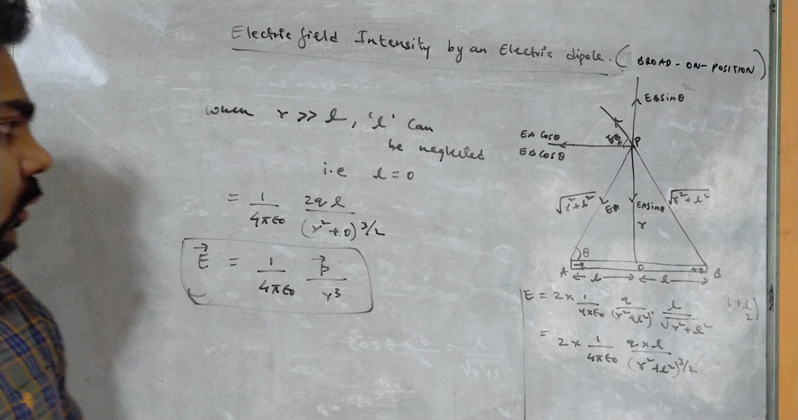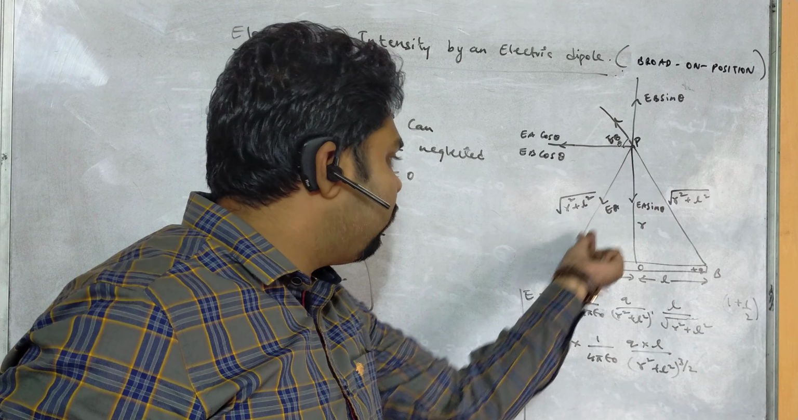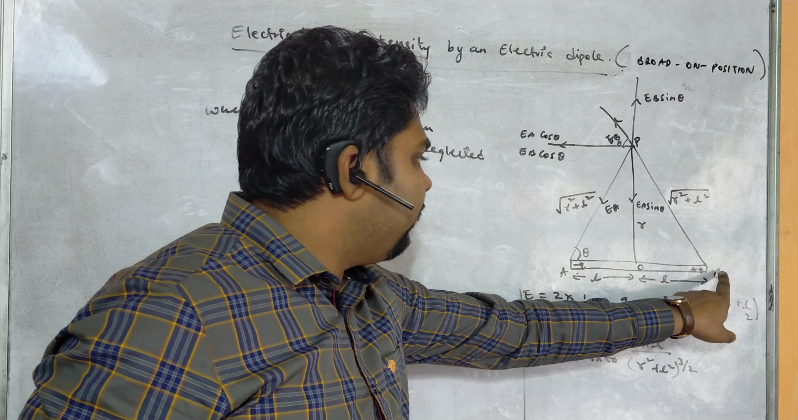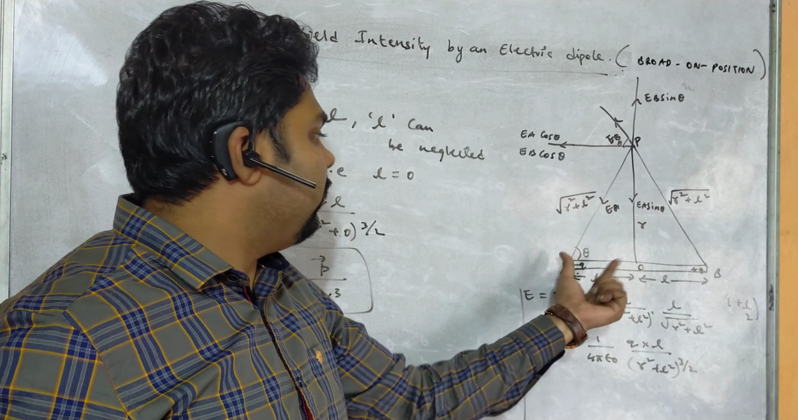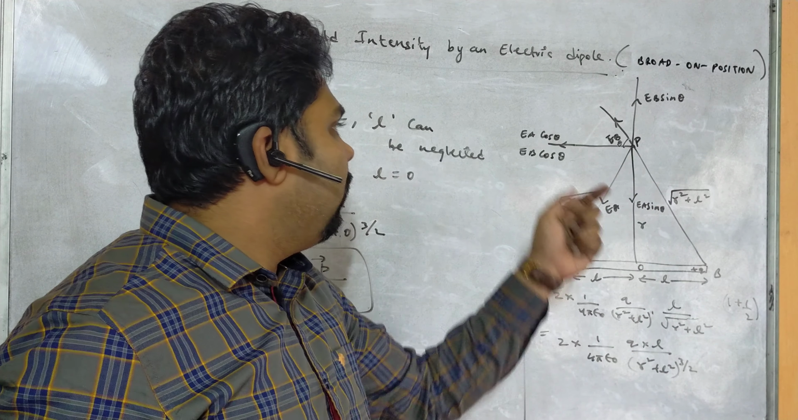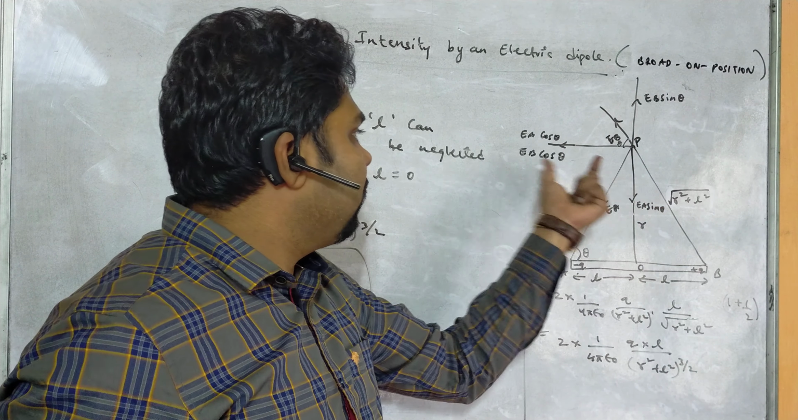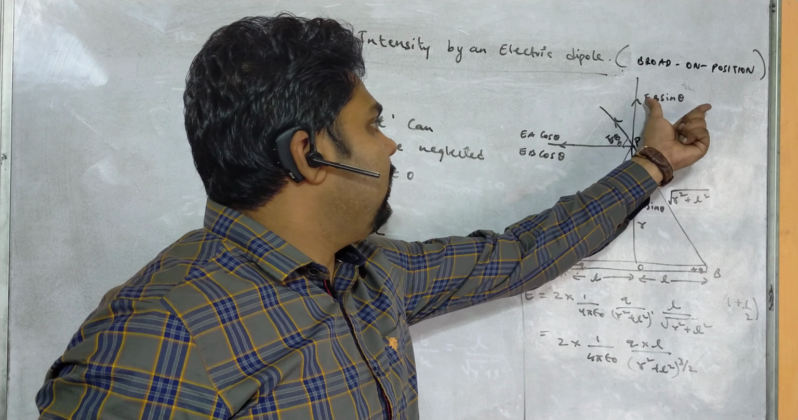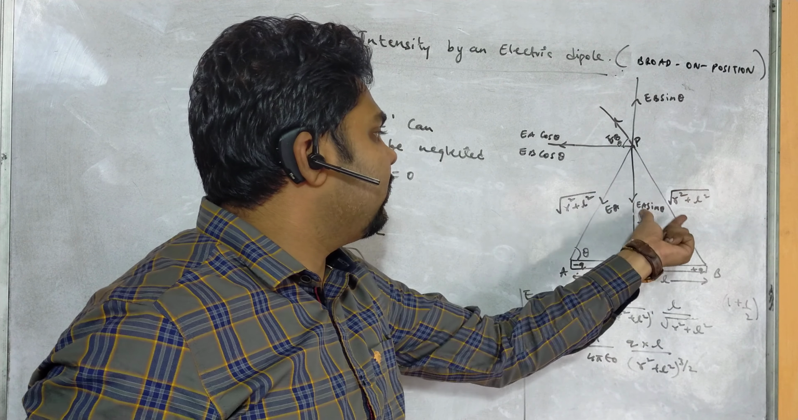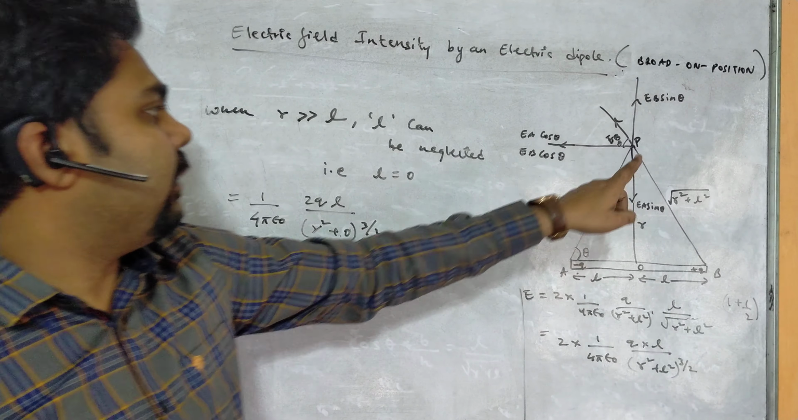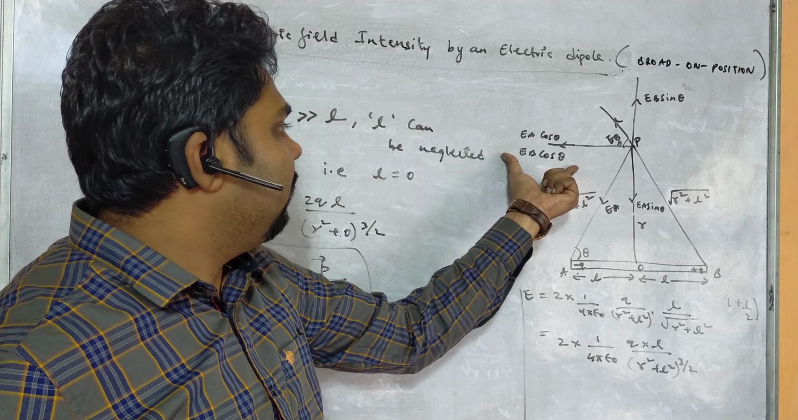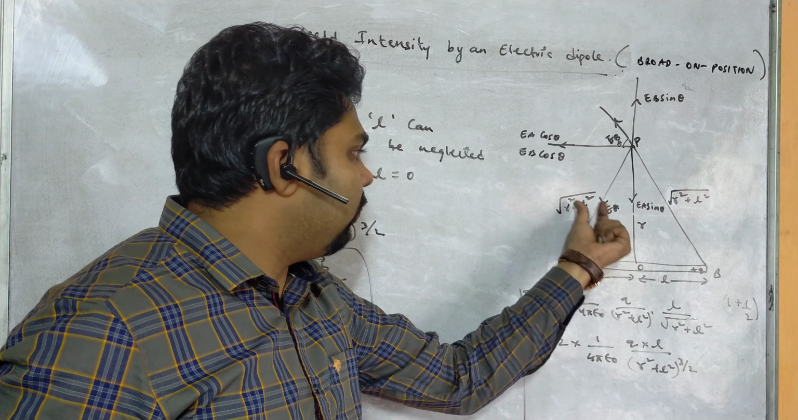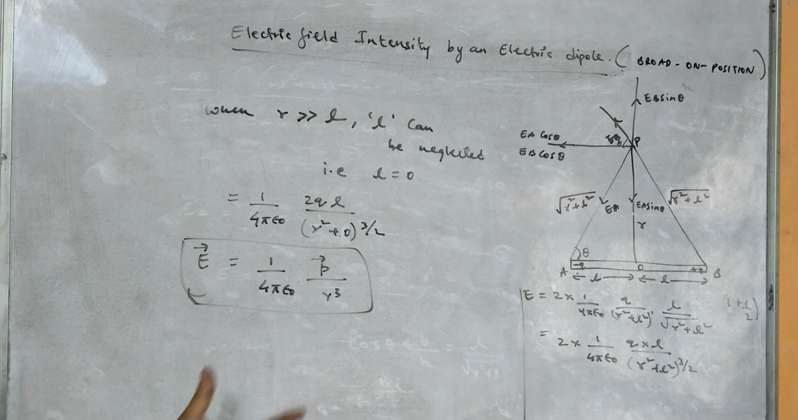One thing you note here: electric field EA is towards the negative charge, and as it is a positive charge here, EB is directed away. So these two electric fields produce two components each: EA cos theta and EA sin theta, EB cos theta and EB sin theta. Both the sine components cancel each other, and the total electric field at point P is due to the two horizontal components. After adding and substituting the cos theta value from this triangle, we get the expression E equals 1 by 4 pi epsilon naught P by R cube.